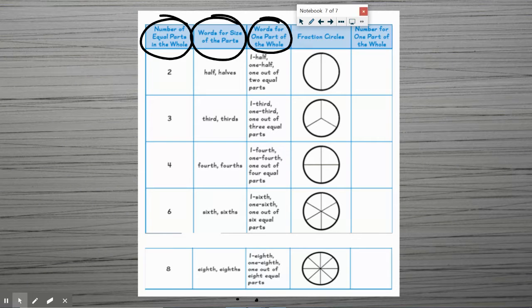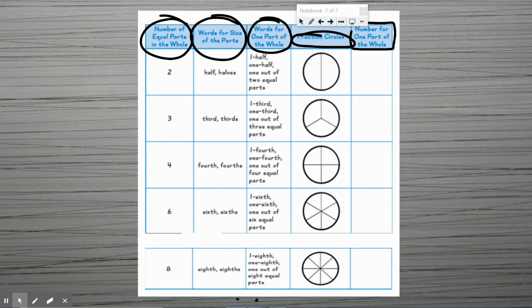Then we have the fraction circle, and then we have the number of the fraction for one part of the whole. So if I have two equal parts, and I'm looking at my circle as being the whole, my red circle is the whole, and I have two equal parts, we say that those are halves.